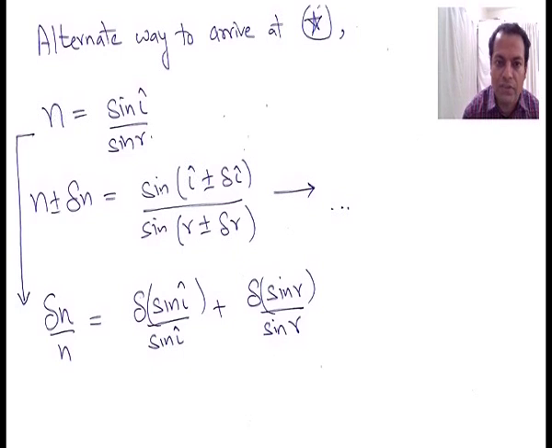In principle, I can proceed in this direction, but it looks a little more complicated to handle functions of this type. Rather, I will proceed with the second step, where I had written sine I to be f and sine R to be g, and then I had arrived at delta n upon n is equal to delta sine I upon sine I plus delta sine R upon sine R. But I will solve this without using any calculus.